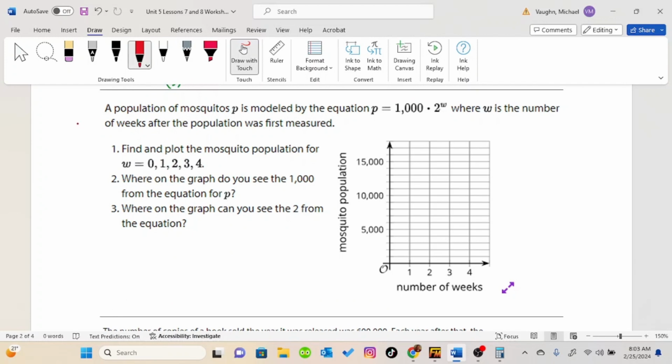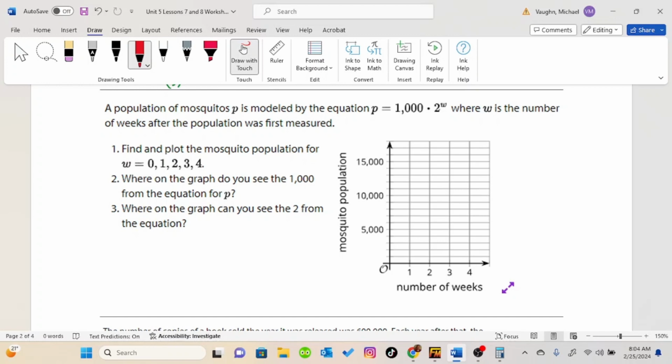A population of mosquitoes, P, is modeled by the equation P equals 1,000 times 2 to the power of W, where W is the number of weeks after the population was first measured. Number 1. Find and plot the mosquito population for W equals 0, 1, 2, 3, and 4.